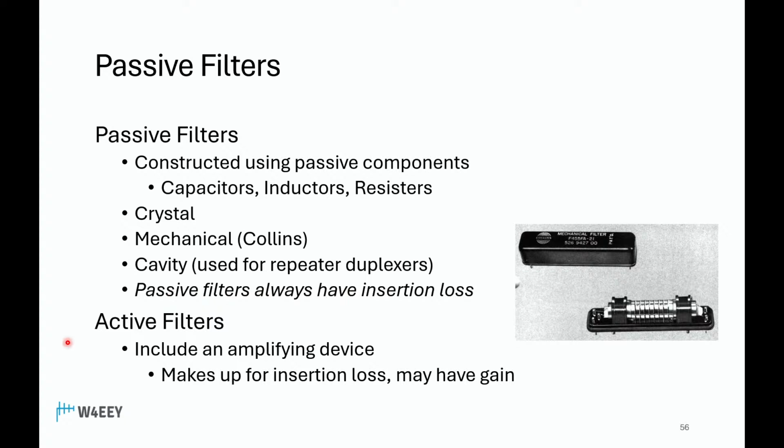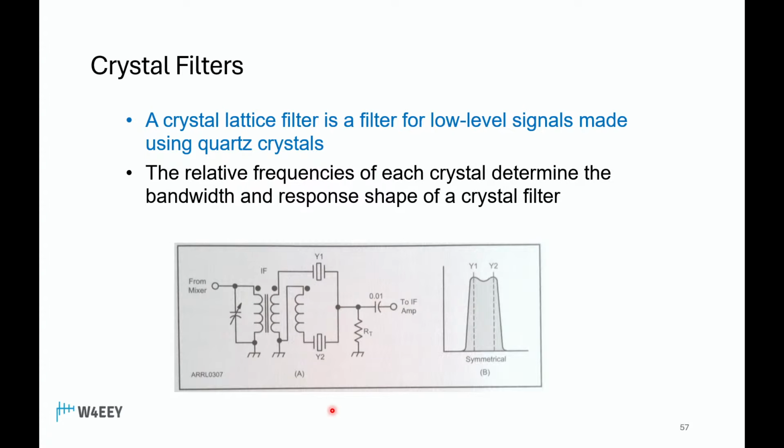Now, active filters is the other flavor. These include an amplifying device, and usually the purpose of the amplification is just to make up the loss of the passive part of what a passive filter would be. Makes up for insertion loss. It might have a little bit of gain. Just some background.